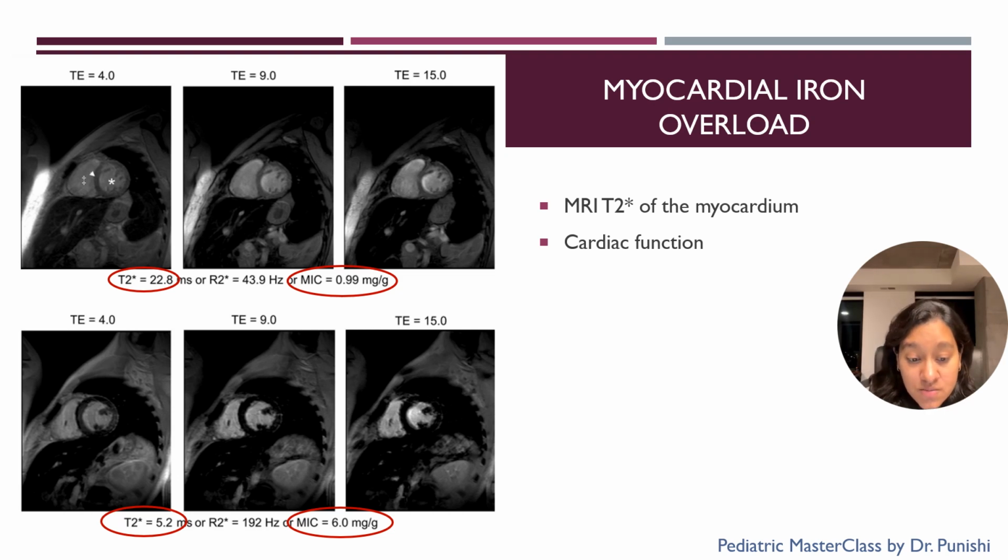Whereas if you look at the image at the bottom, the myocardium looks more black in color, which is abnormal, and the T2 star value is lower, which again corresponds to a higher amount of myocardial iron concentration. So after liver, the next organ to be affected because of iron overload is the heart, and we can evaluate the presence of iron overload in the myocardium either with the help of a T2 star MRI of the heart, and also another method is estimating cardiac function using a 2D echocardiography.